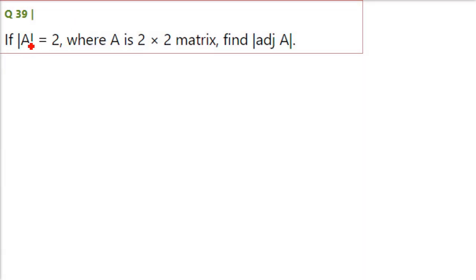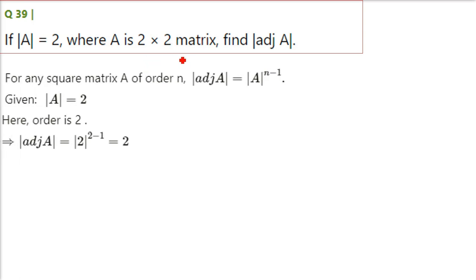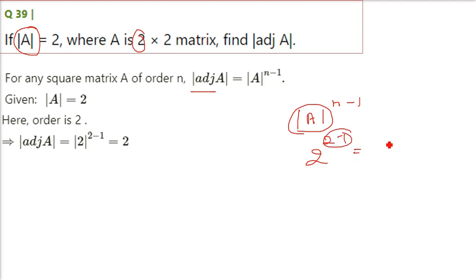If determinant of A is equal to 2, where A is a 2 by 2 matrix, find the determinant of adjoint A. Now the adjoint and the inverse and all these questions we'll take in the next discussion. But the direct answer, because there is one more question coming up: the determinant of adjoint A is simply determinant of A raised to the power n minus 1. So determinant of A is already given as 2. What is n? 2 here. So 2 raised to 2 minus 1, 2 raised to 1 is 2.